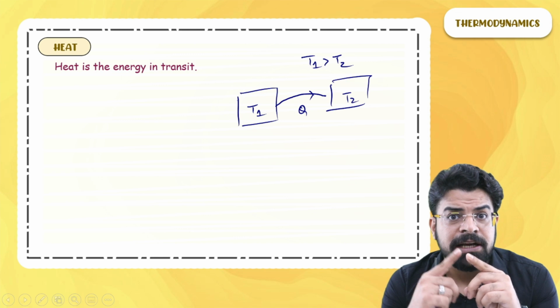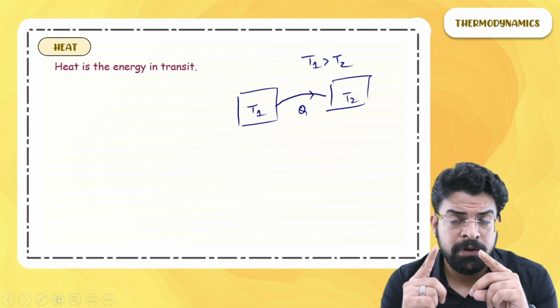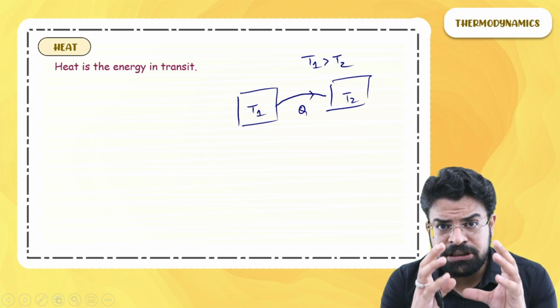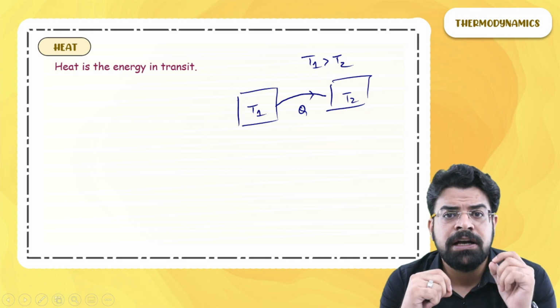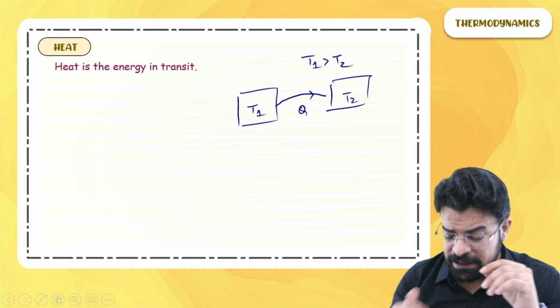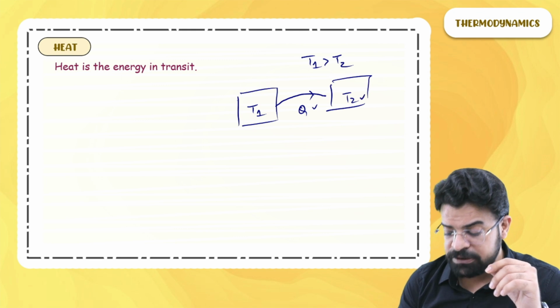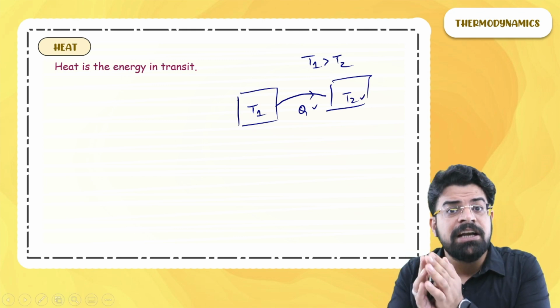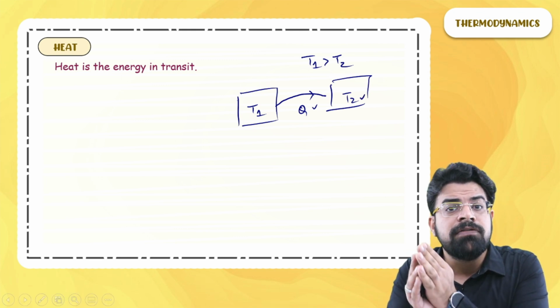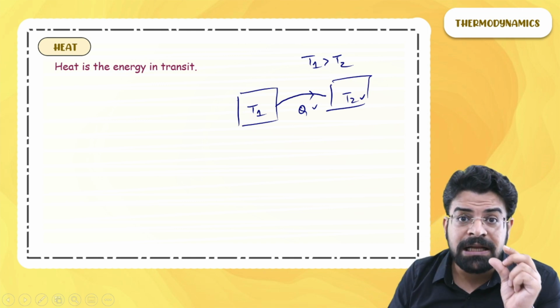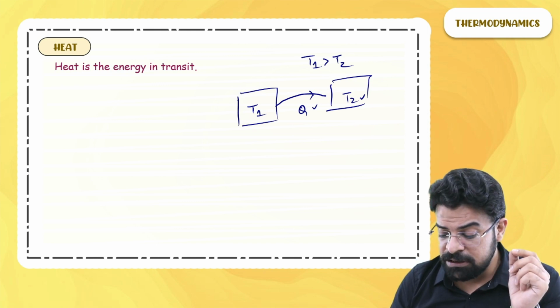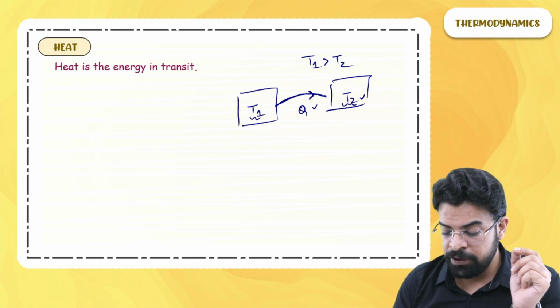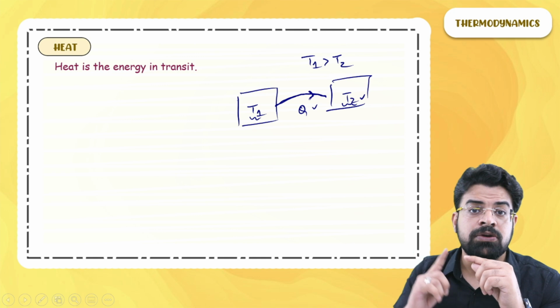The energy in transit is called heat. When this energy was with the first object, it's called the internal energy of the first object. When this energy reaches the second object and is absorbed by the second object, it becomes the internal energy of the second object. Heat is the energy in transit. When the energy moves from the first body to the second body due to the temperature difference, that energy that flows is called heat.